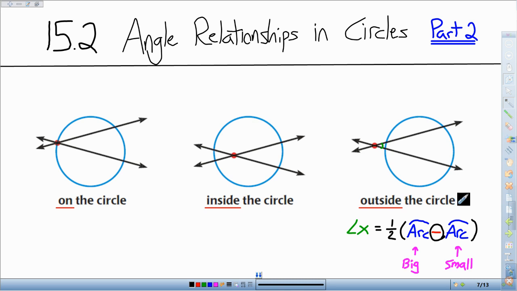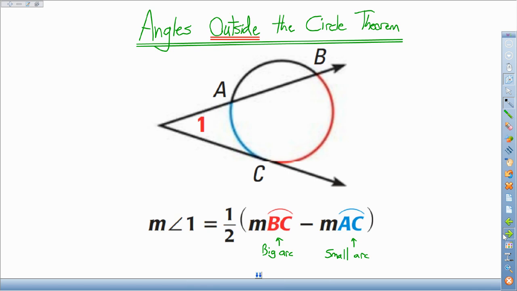Here's the big thing. When we go to subtract these arcs, we want to take the bigger arc and subtract the smaller arc. All right, we always want to do that. If we flip that around, we're going to get negative measures for our angles, and we don't want negative measures. Okay, so big minus small. Let's try it out.